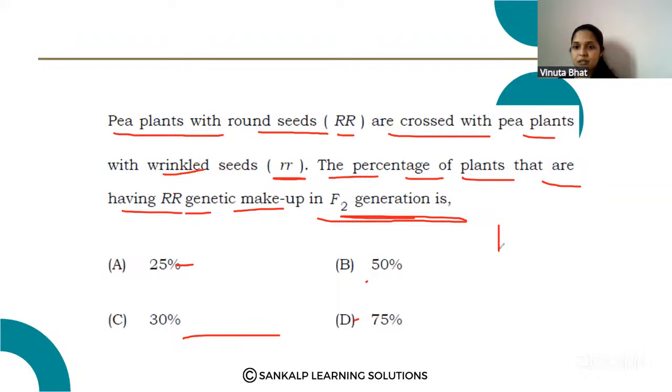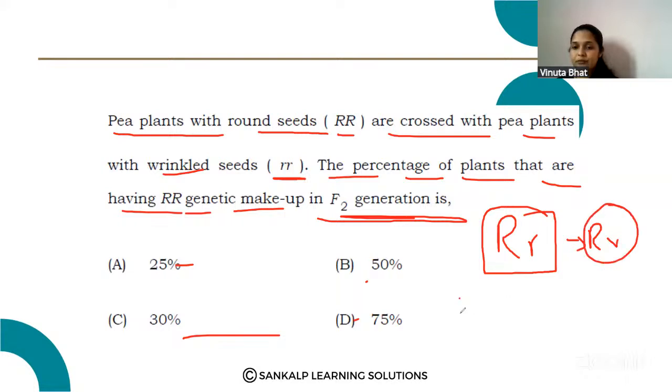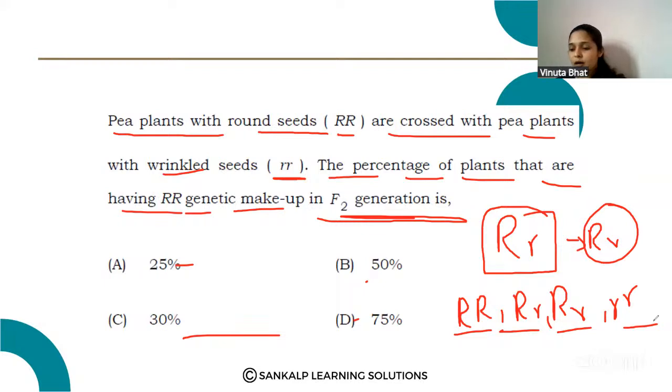In the F1 generation, Rr combination plants were produced, and all are round seed producing plants. When these plants were self-pollinated in the F2 generation, R, small r, and small r combinations are produced, because this is Mendel's monohybrid cross experiment. So you can obtain this ratio by using the checkerboard also.